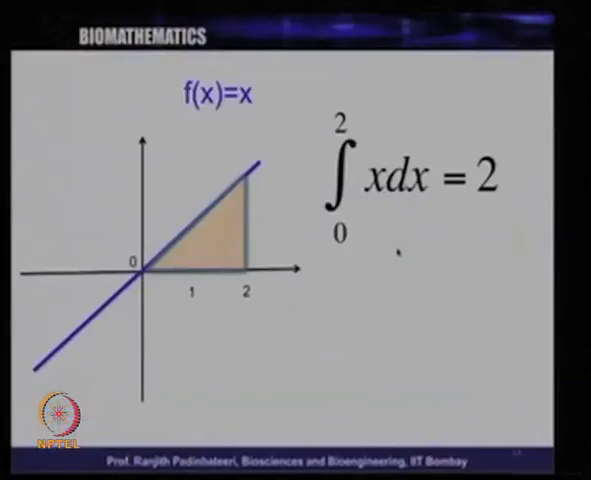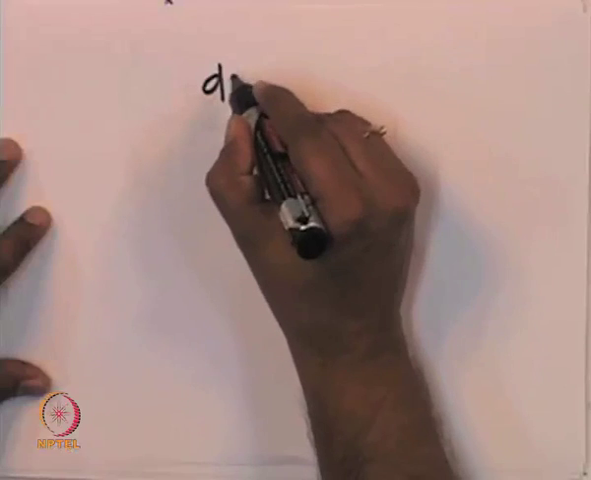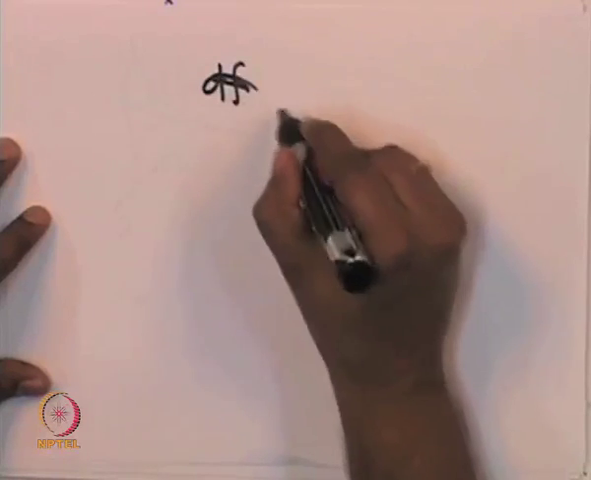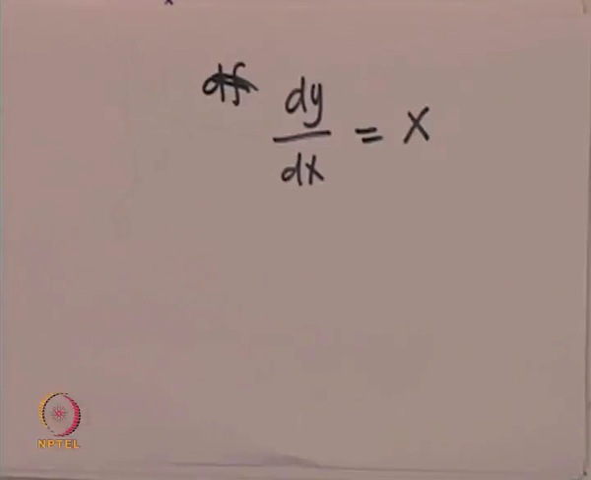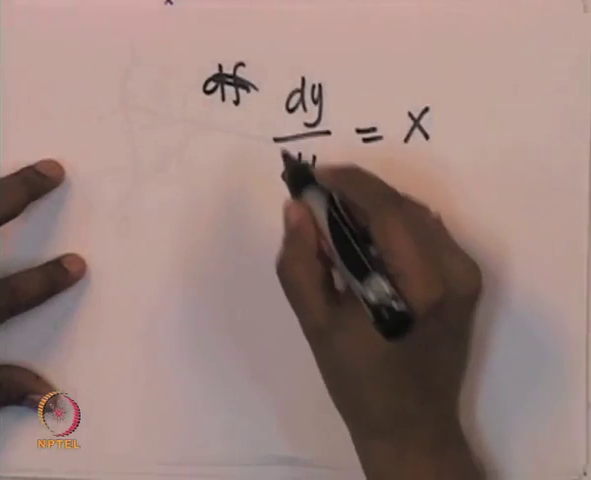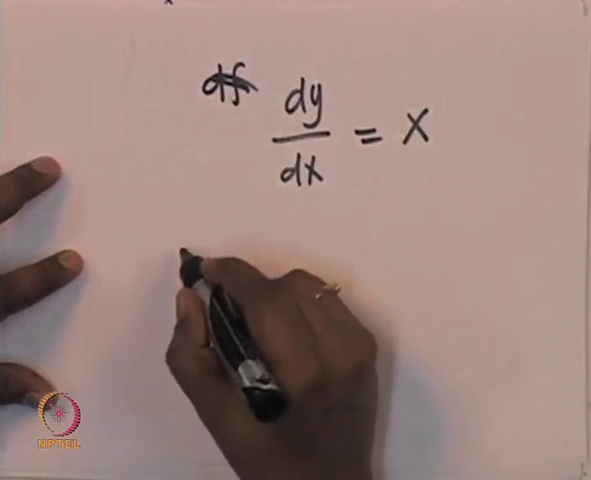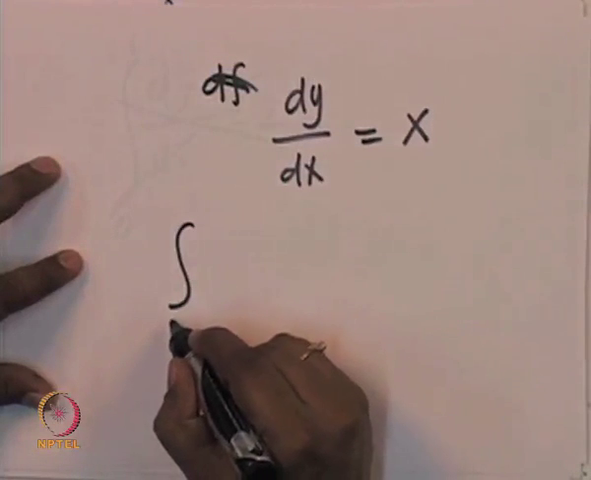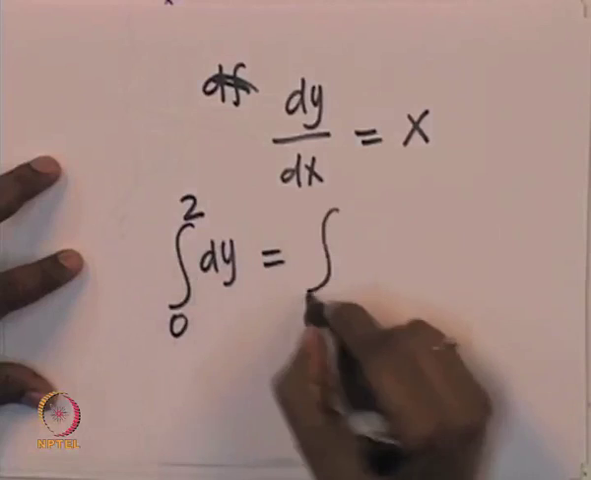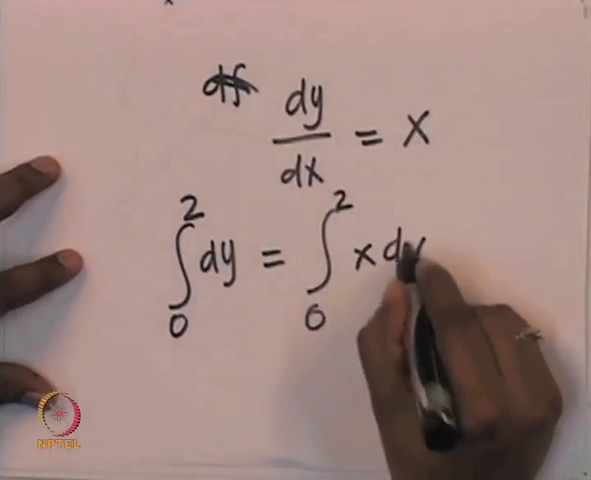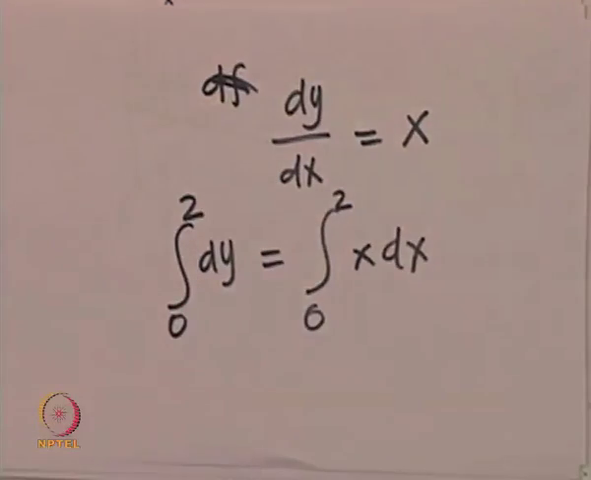Let us go back to a new example, where f of x is a function x. Let us take this example: dy by dx equal to x. Now, you want to integrate this between 2 points 0 and 2. The integral of dy is equal to the integral between 0 and 2 of x dx.